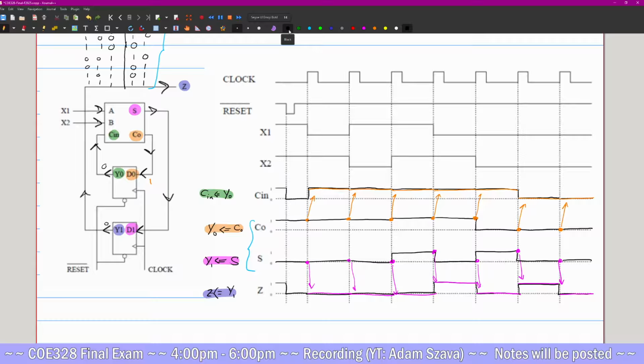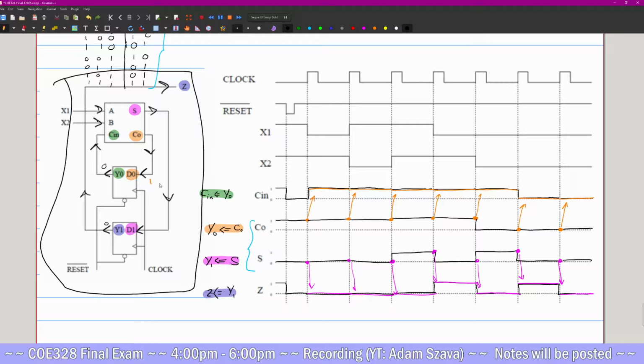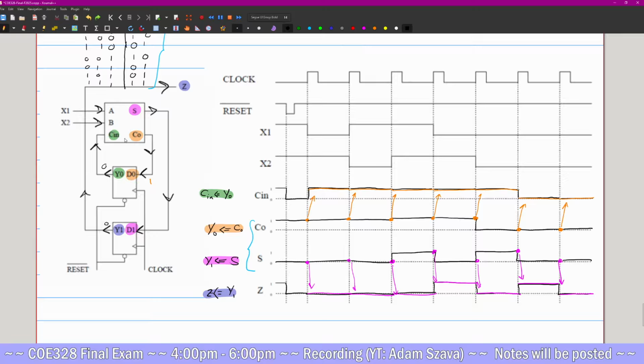Yeah, exactly. And how do I know that? Well, that's not always true, but that's just true based on the circuit here, right? What do we say? C in follows C0 from the previous clock. That's the point of the flip-flop, right? C0 from the previous clock is being sent to C in. And then S from the previous clock is being sent to Z. And that's the point of these arrows here.